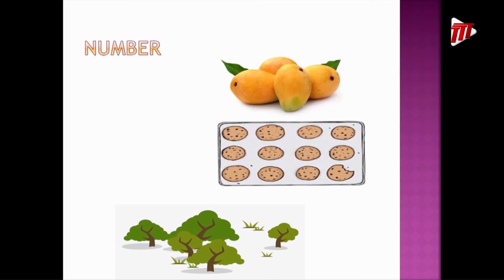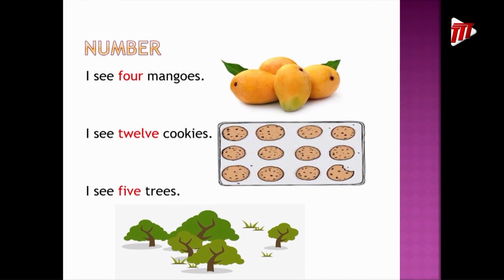Number. Let's count the mangoes. 1, 2, 3, 4. 4 mangoes. Let's count the cookies. 1, 2, 3, 4, 5, 6, 7, 8, 9, 10, 11, 12. Oops, it looks like someone took a bite out of the 12th cookie. And let's count the trees. 1, 2, 3, 4, 5. 5 trees.